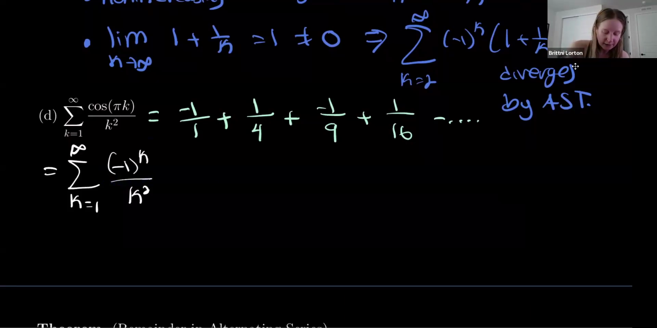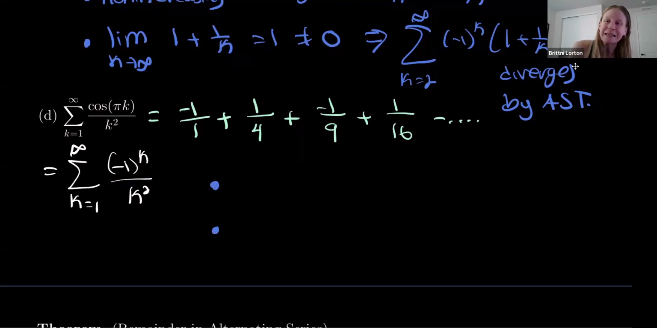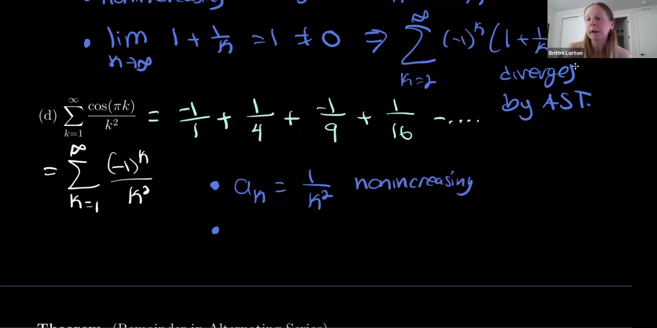So now that it's alternating, let's do the two bullet points. The first bullet point was that it needed to be non-increasing in magnitude. Let me write out the magnitude one more time without the alternating piece. You could graph that or list out the terms, or you can even take the first derivative, set it equal to 0, find your critical points and figure out where the function is increasing and decreasing.